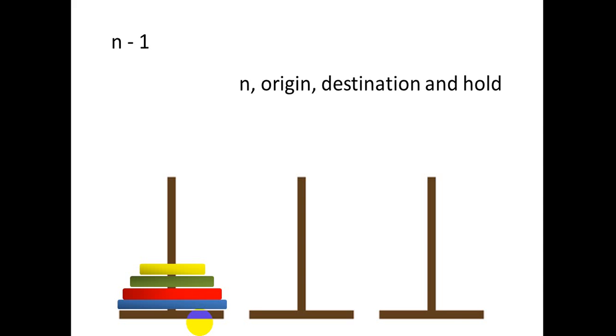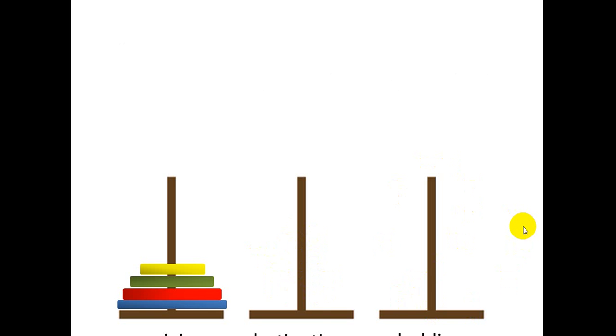So n is the number, origin is our original peg, where they are stacked in the right order, ascending order. Destination is where we want to end up. We want to end up with that same configuration over here. That's our destination peg, and we'll use this as a holding peg. So there we go, origin, destination and holding. Important to remember that, or we could say A, B, C.